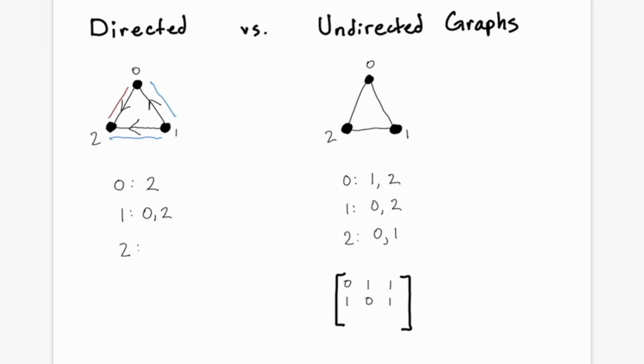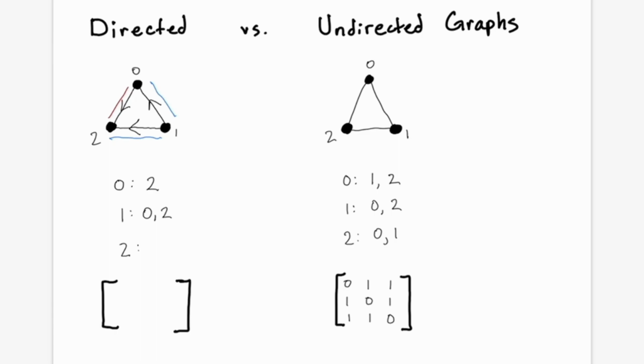There is an edge between node 2 and node 0, so we put a 1 in the first column. There's an edge between node 2 and node 1, so we put a 1 in the second column. But there's no loop connecting 2 to itself, so we put a 0 in the third column. Now let's write the adjacency matrix for the directed version.